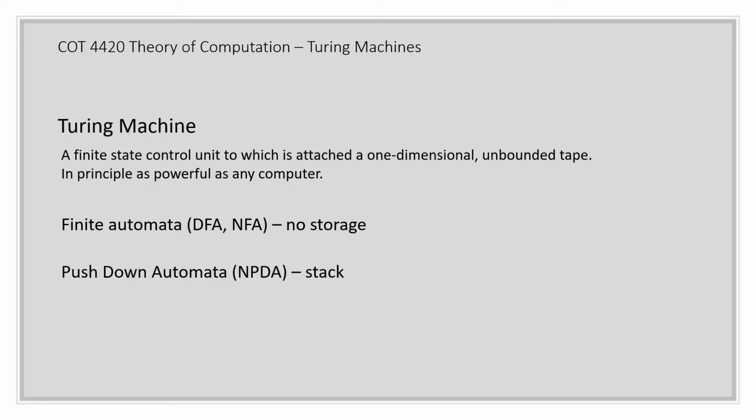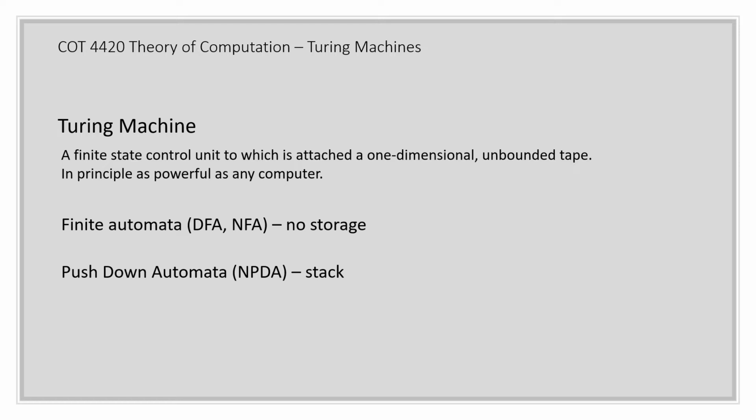Then we moved on to push-down automata, or NPDAs. We did non-deterministic, and we added a stack and context-free languages. And by doing that, we were able to have languages in which you could count the number of A's and match the number of B's, and do some palindromes and some other examples of context-free languages. We added all these features by having a stack.